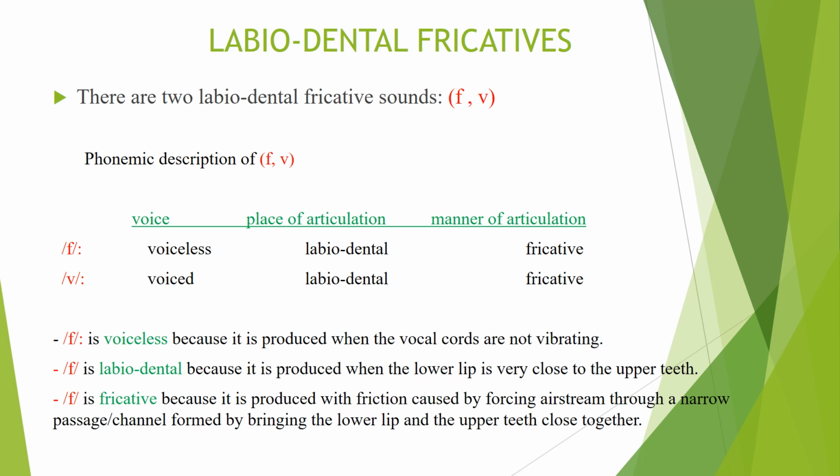Fa is also fricative because it is produced with friction. This friction is caused by forcing air or airstream through a narrow passage or channel. Now this channel is made by bringing the lower lip and the upper teeth close together.